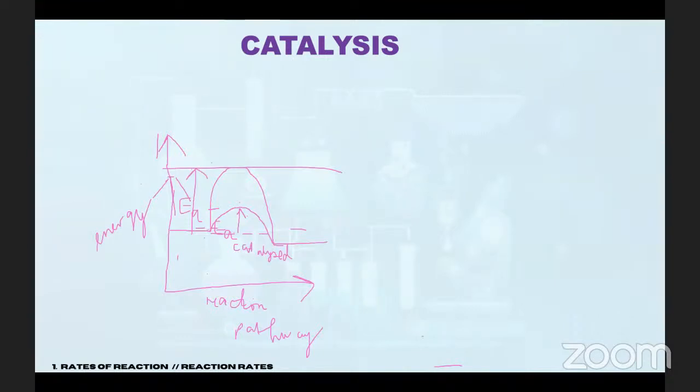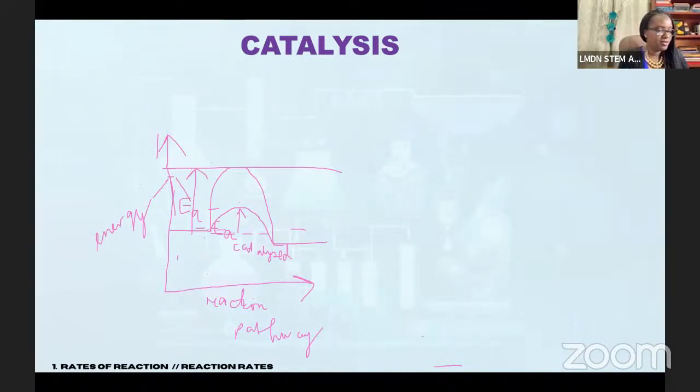Okay, and then from a Boltzmann distribution curve standpoint, we can also draw another plot that shows catalyzed reaction versus uncatalyzed reaction. You might remember we said the Boltzmann distribution curve just shows us the fraction of particles that have specific amounts of energy. So from a Boltzmann distribution standpoint, the fraction of particles that have the requisite activation energy is going to be greater.